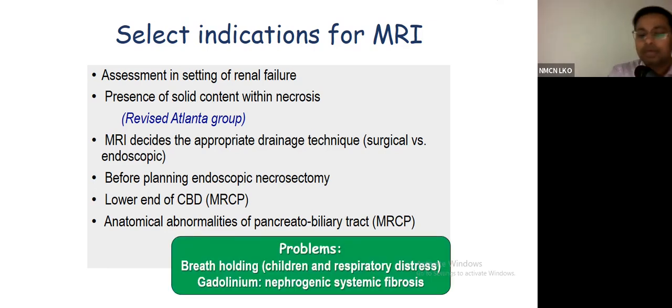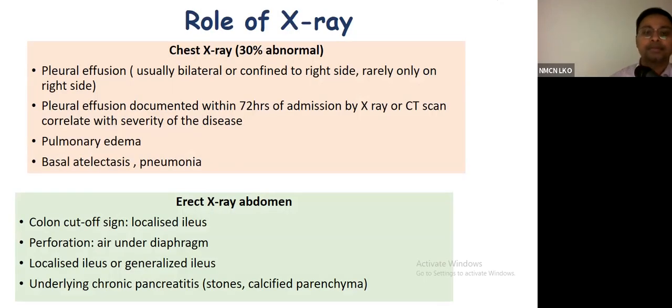In children, what difficulty do we encounter in getting the MRI? MRCP or MRI abdomen requires a lot of breath holding. The children cannot do it, or the patients may have respiratory distress. In those situations, it is very difficult, and gadolinium may rarely cause nephrogenic systemic sclerosis.